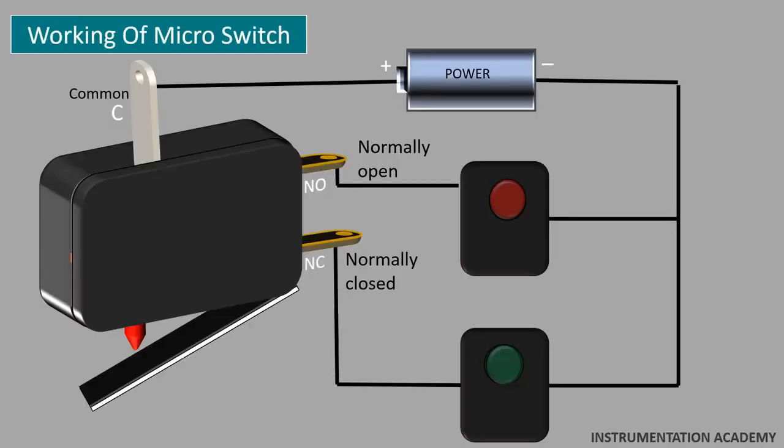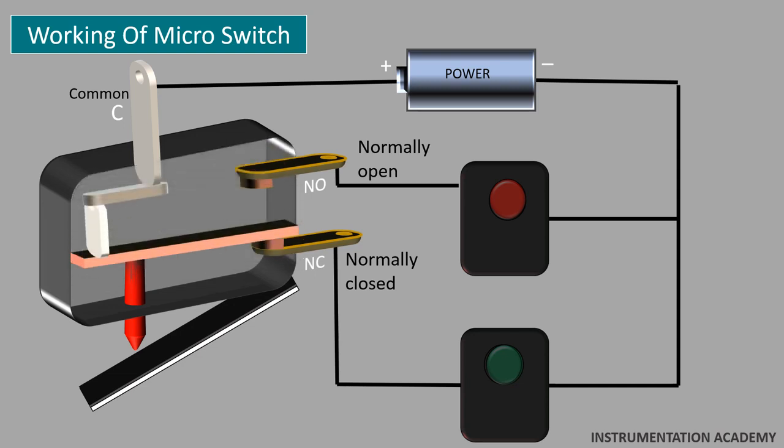Working of a micro switch. Here the input is given to the common terminal. When the lever is unpressed, the switch is in normally closed mode. That means the terminal C, or the movable contact, is connected to the NC terminal, and there is no contact between C and NO terminals.